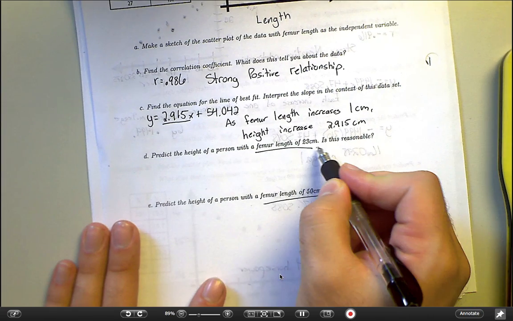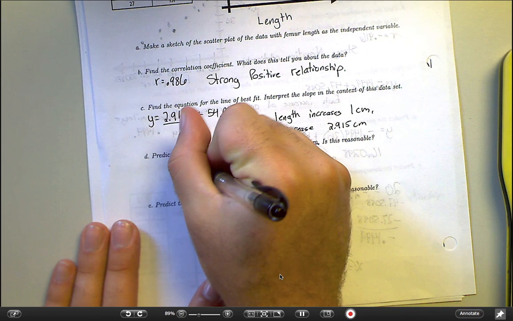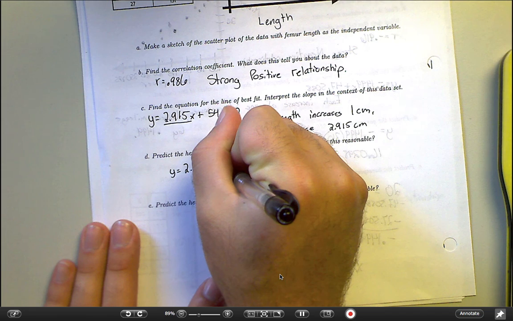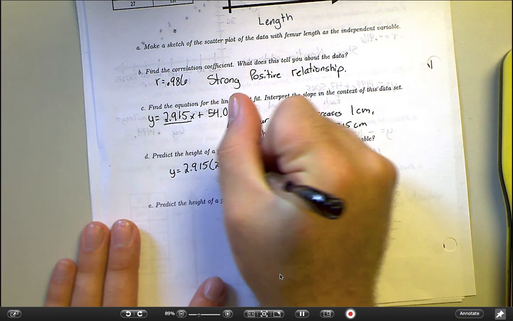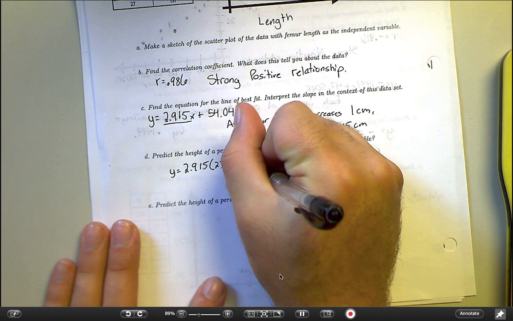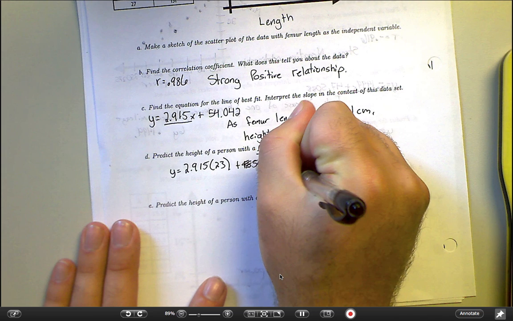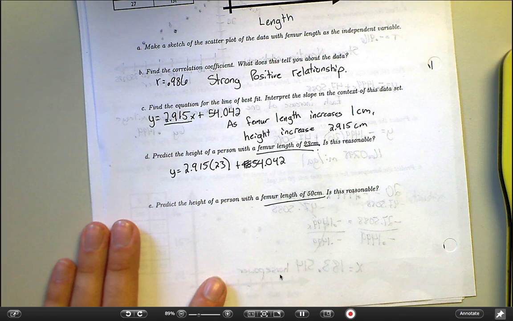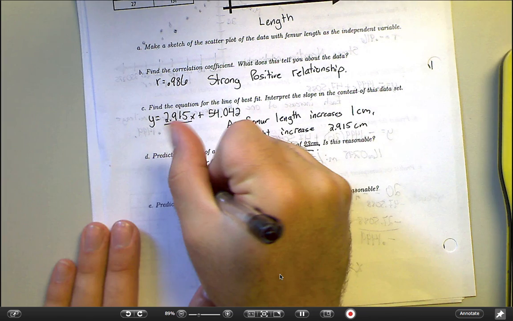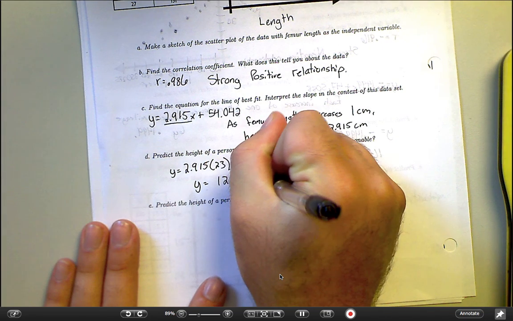The first one, I have a length of 23, and that femur length is going in for x. So if I plug that in, I have 2.915 times 23 plus our 54.042. I pretty much just typed this straight into my calculator, but you could do it in 2 chunks if you want. I had y is equal to 121.087.